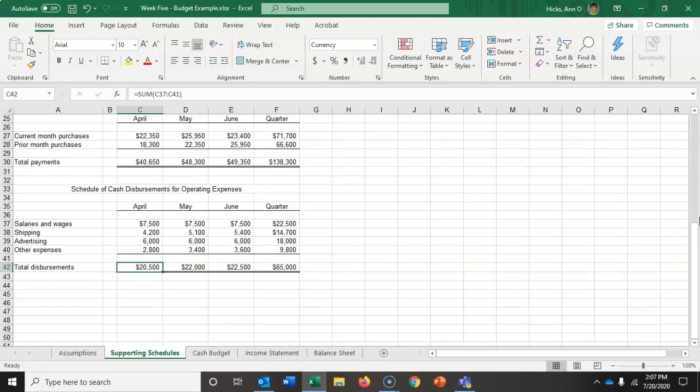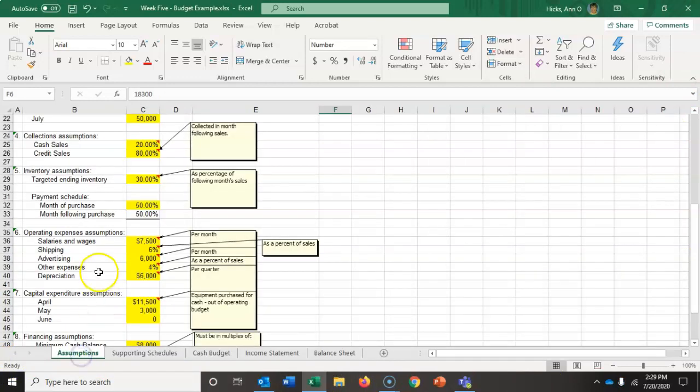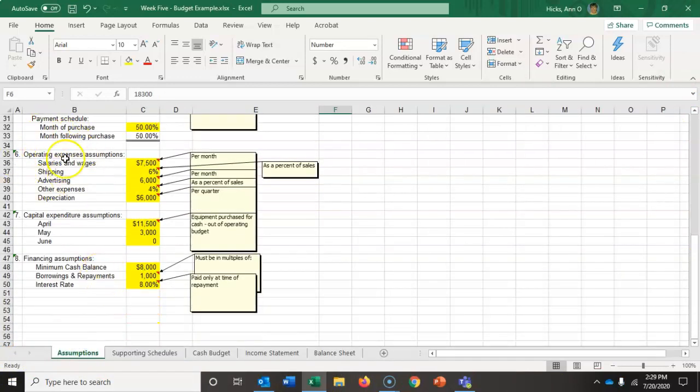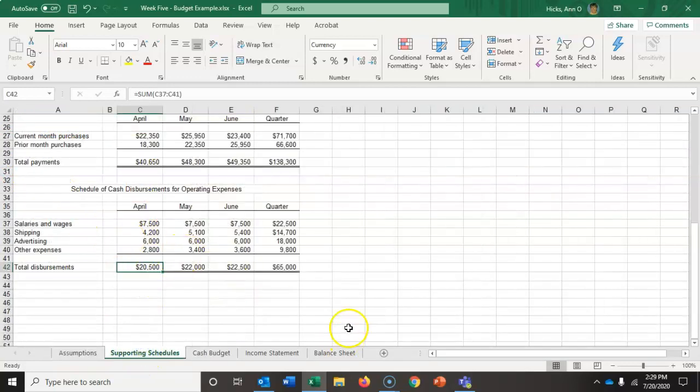Notice what's not there. If you go back to the assumption page, included in the operating expenses is depreciation. You do not see depreciation in this. Think about why. See if you can think about why we would not include depreciation in this schedule of cash disbursements.